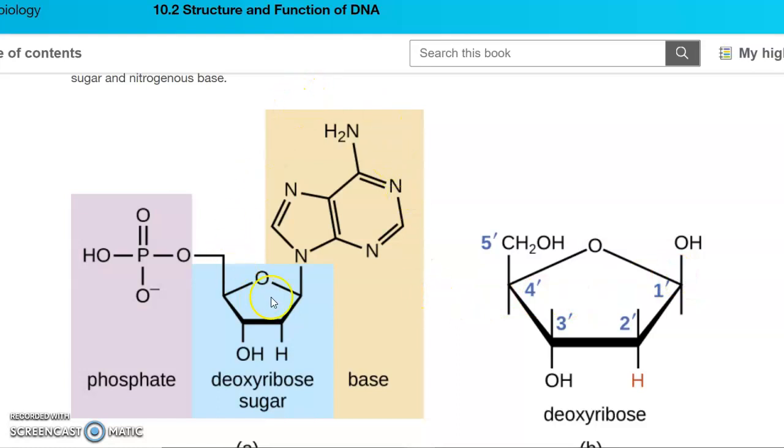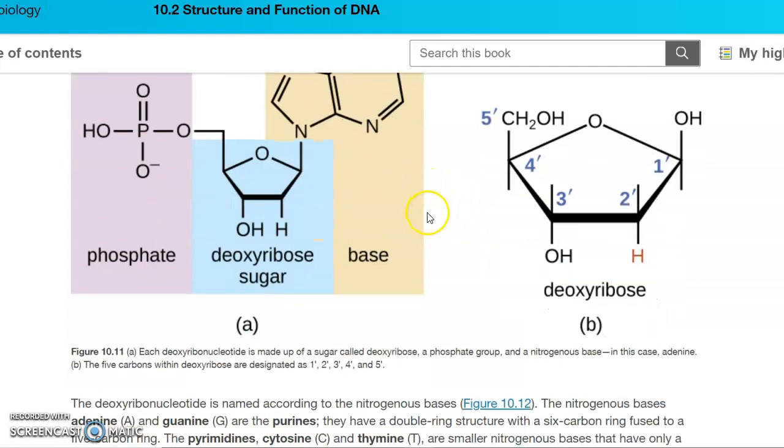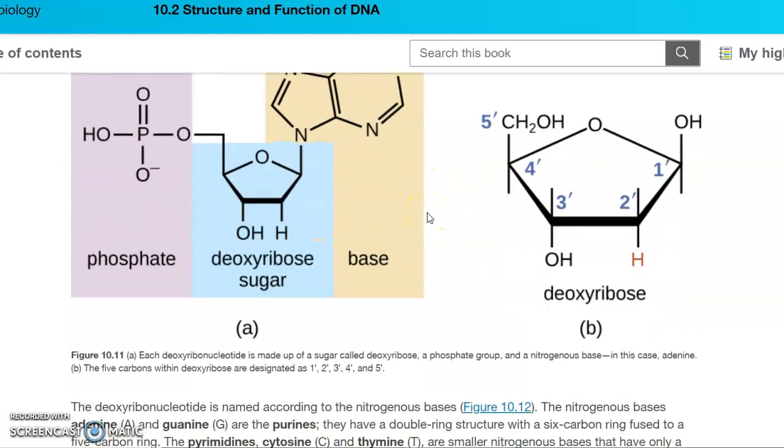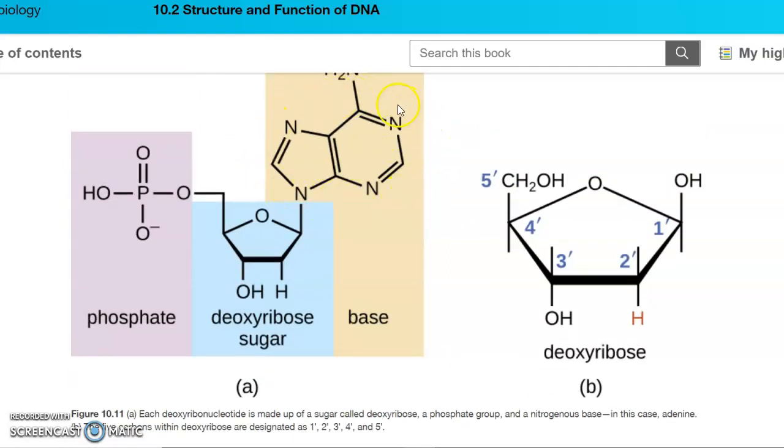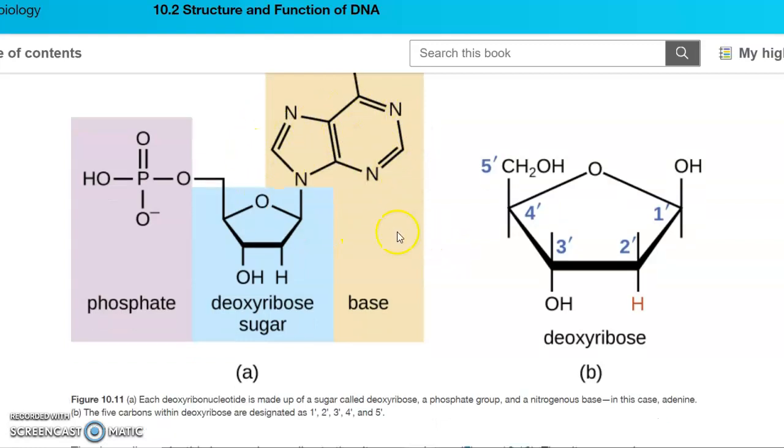And then you've got this nitrogenous base. We call it a nitrogenous base because it's got all of these nitrogens associated with it. The base is going to give the identity to the nucleotide because there are 4 different bases. So this right here is what we refer to as a double ring structure because we have 2 rings that are bound together.